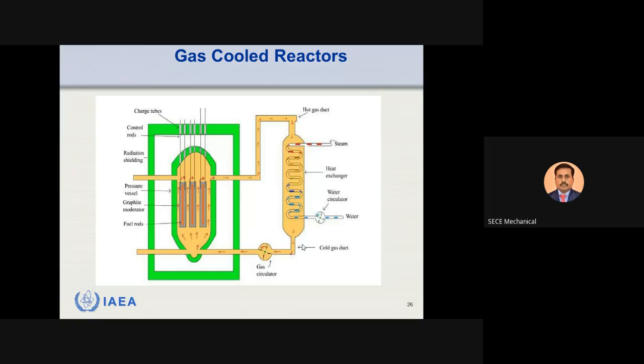Steam is converted into water. Then again, the water goes to the reactor core with the help of gas circulation. Likewise, that water goes to the cooling water circuit. And the remaining gas is low pressure, low temperature gas. That goes to the gas circulation area. Then from the gas circulation area, it again goes to your nuclear reactor area.